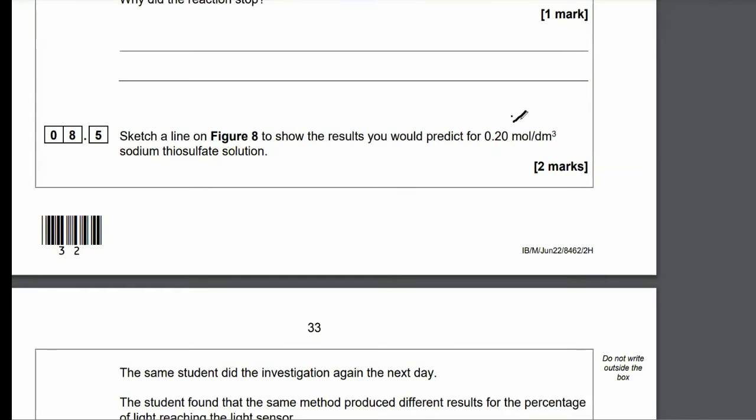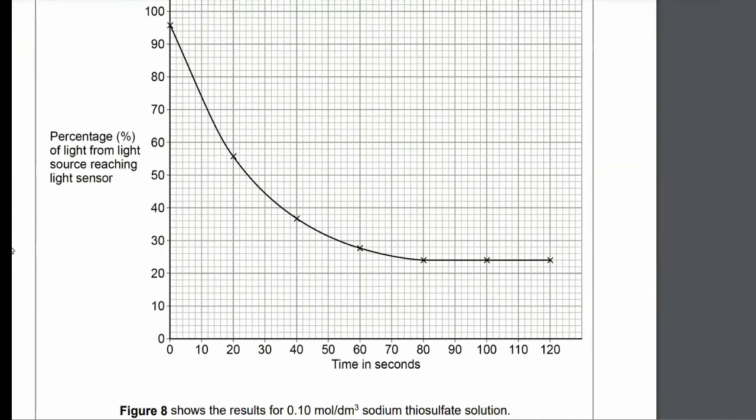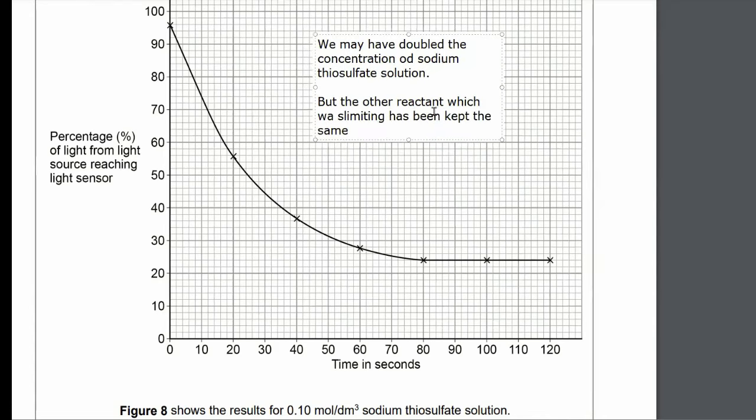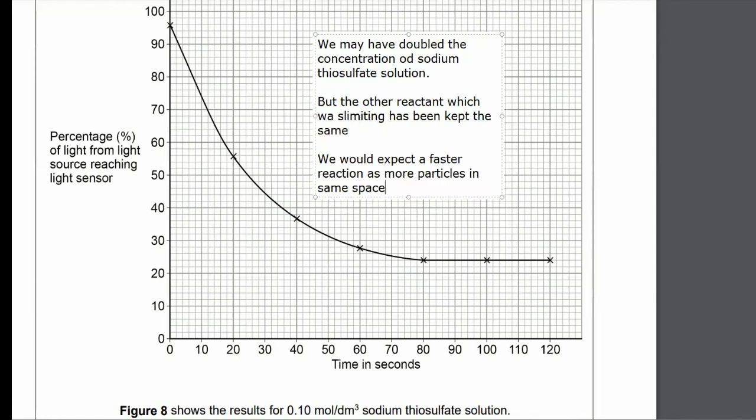Let's look at 5.5. Sketch a line on figure 8 to show the results we would get if we doubled the concentration to 0.2 moles. So if you made the concentration twice as much, it means there's going to be twice as many sodium thiosulfate particles in the mixture. They're going to be banging into the hydrochloric acid particles twice as many times per second. We've increased the collisions per second. Therefore, we'd expect it to go cloudy twice as fast. So we need to draw a line showing that it's going cloudy and the reaction is happening faster.